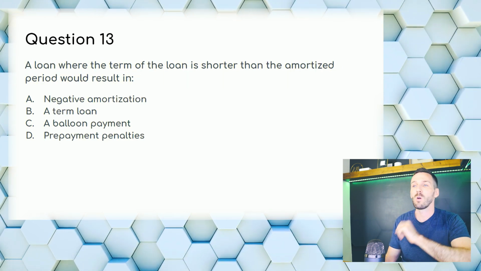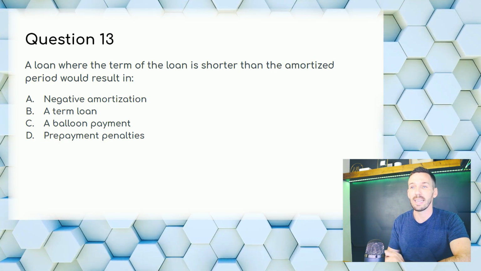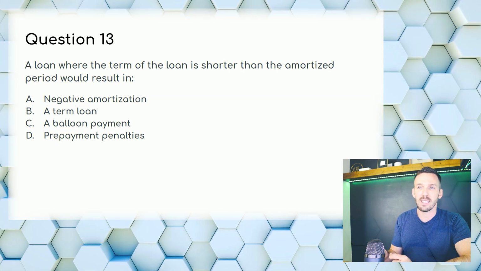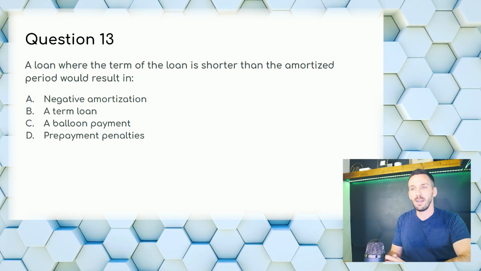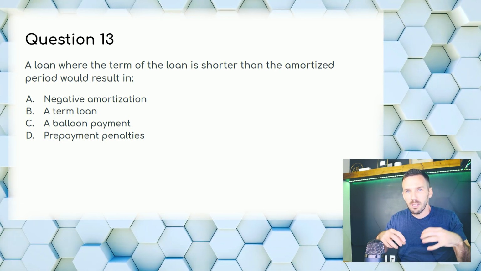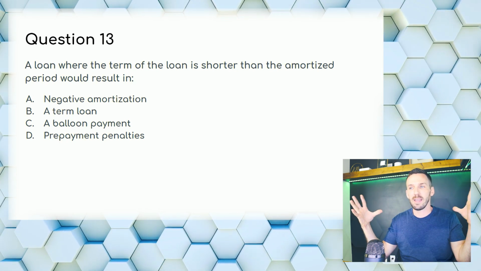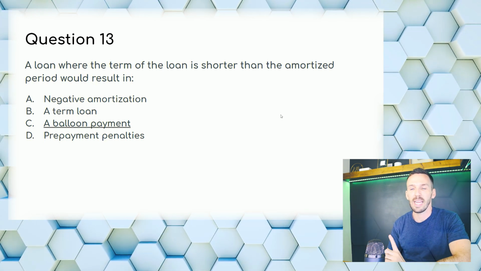Question 13. A loan where the term of the loan is shorter than the amortized period would result in A, negative amortization, B, a term loan, C, a balloon payment, or D, prepayment penalties. So this is where you dump a big lump sum of your payoff at the end of your term. It's a balloon payment. That big lump sum is the pop of the balloon. Answer is C.